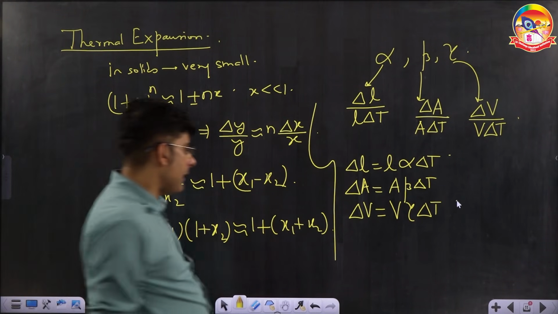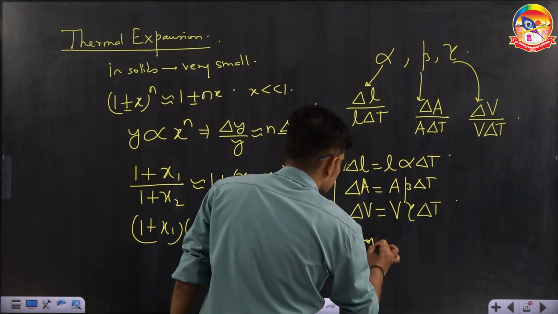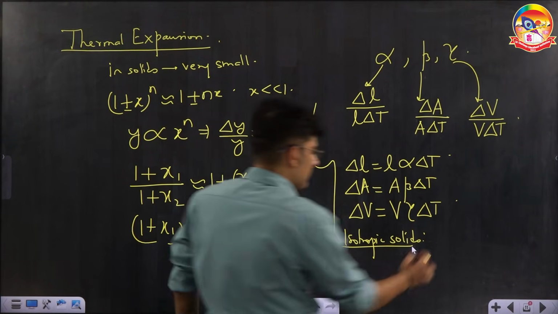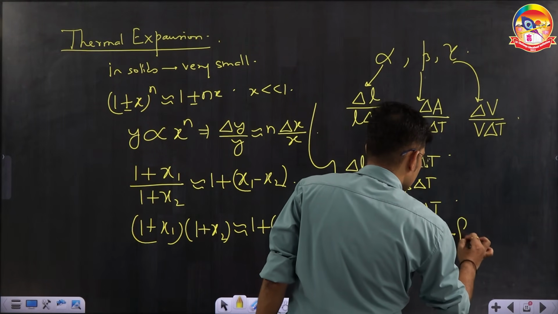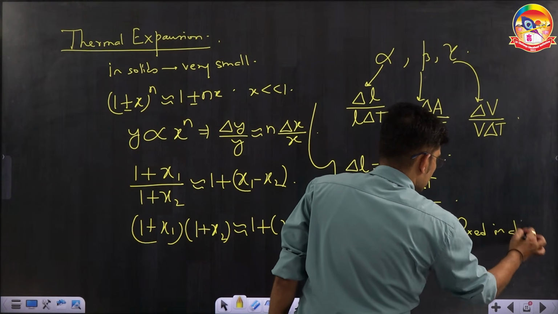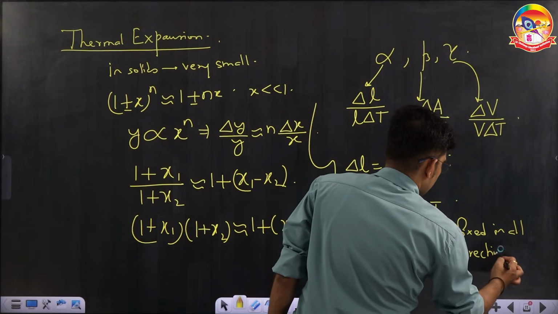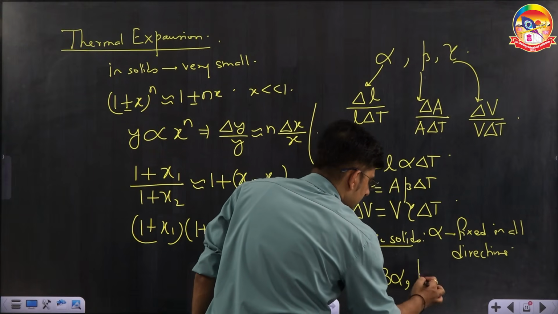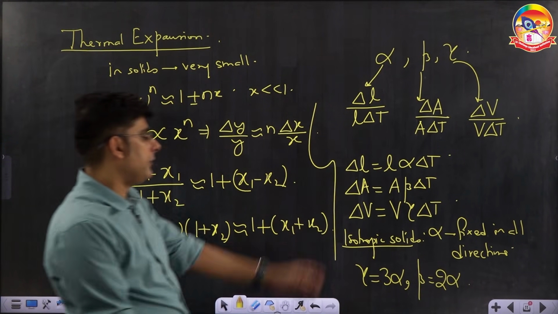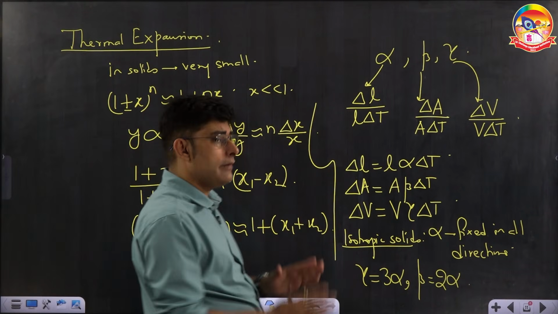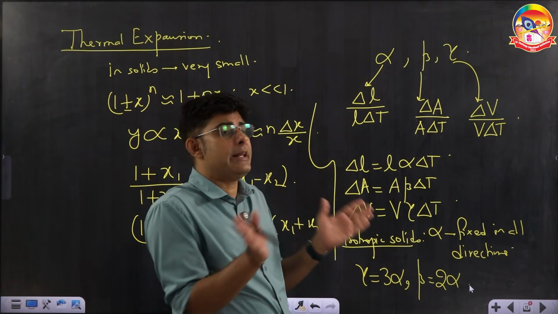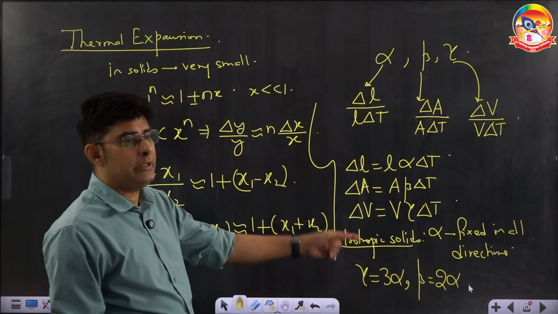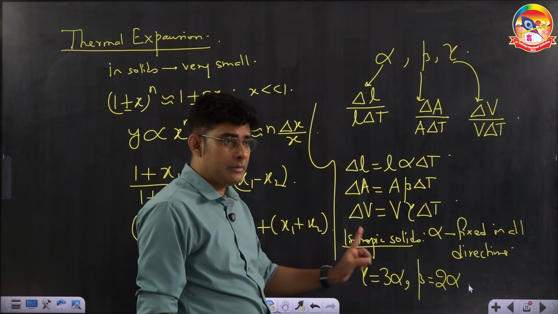Okay, now when we have isotropic solids, alpha will be the same in all directions. So alpha is fixed in all directions. In that case, gamma we can take as 3 alpha and beta we can take as 2 alpha. So whenever we are dealing with isotropic solids, which have the same physical properties in all directions, whatever direction expansion is possible, you will take the same alpha everywhere, and you can use gamma as 3 alpha, beta as 2 alpha. This is one very important concept, kindly remember this.